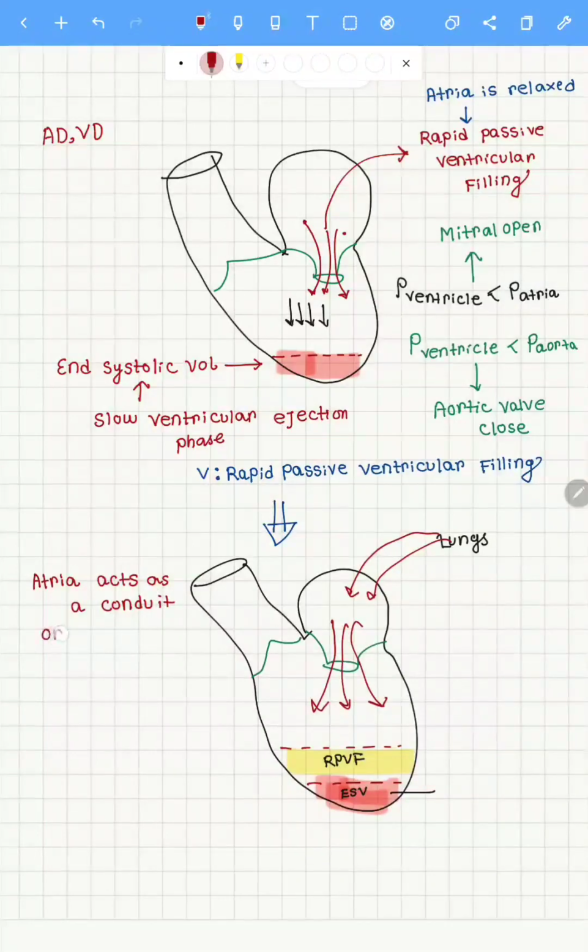Conduit or passage of blood. It does not act as a reservoir. It was acting as a reservoir in the previous phases, but in this phase it is not acting as a reservoir. Okay.